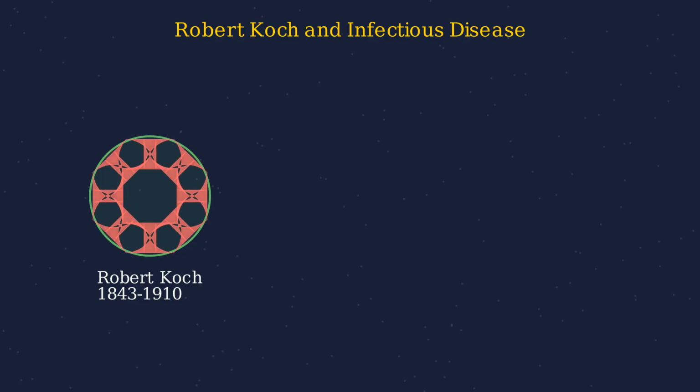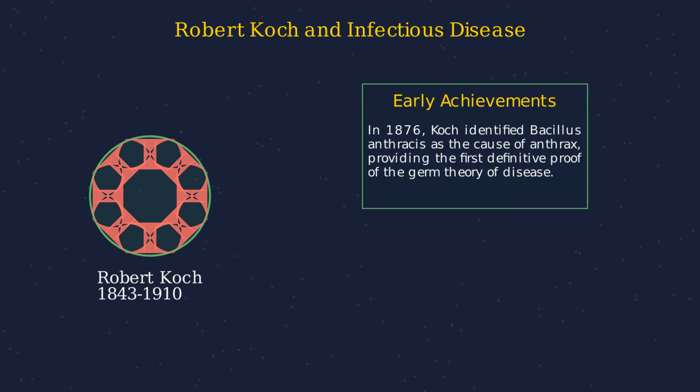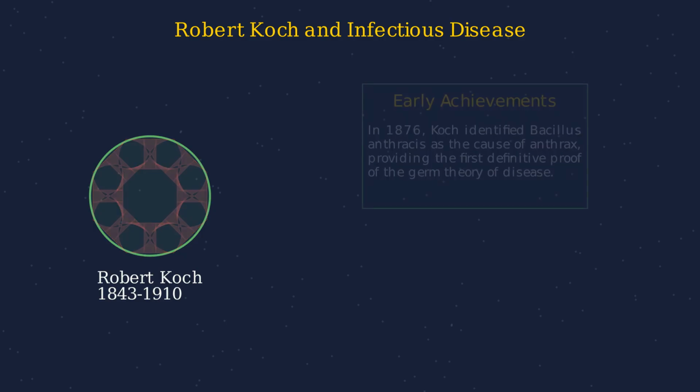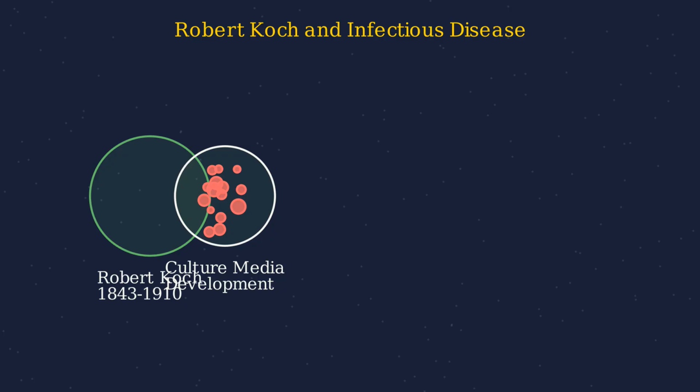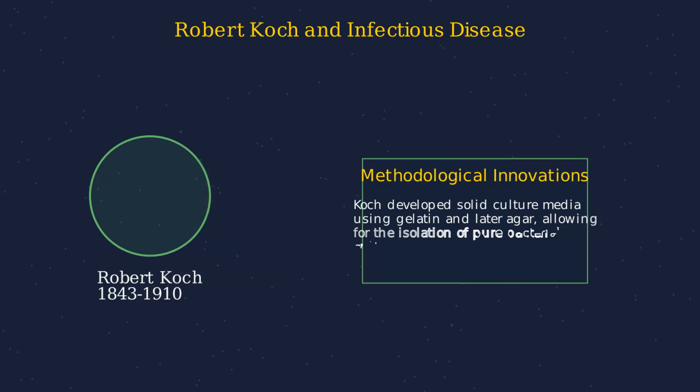In 1876, Koch identified Bacillus anthracis as the cause of anthrax, providing the first definitive proof of the germ theory of disease. His methodical approach established a systematic way to prove that specific bacteria cause specific diseases. One of Koch's most significant contributions was the development of solid culture media, initially using gelatin and later agar. This innovation allowed scientists to isolate pure bacterial cultures, a technique that remains fundamental to microbiology laboratories today.